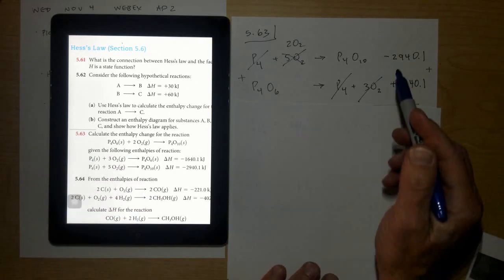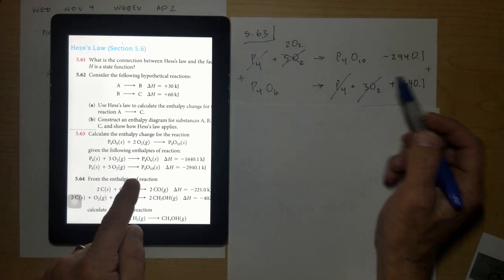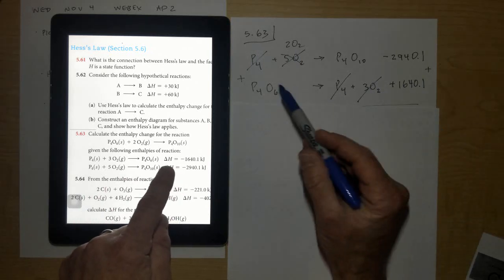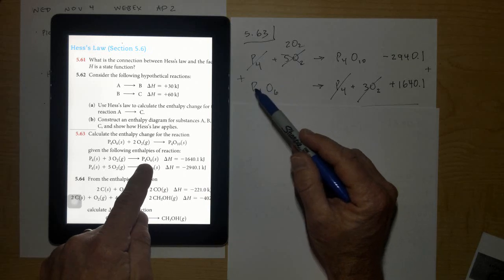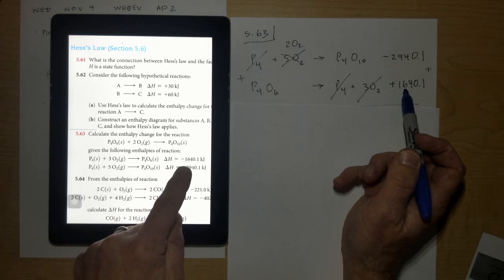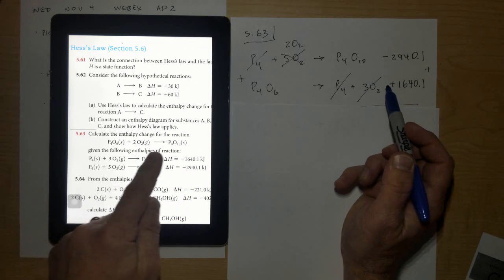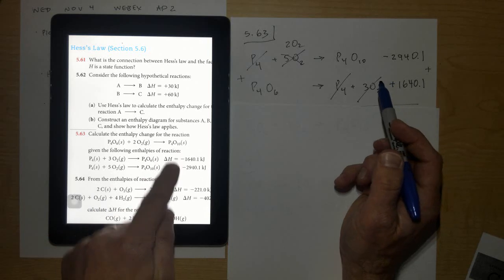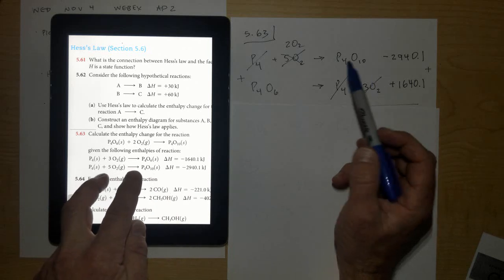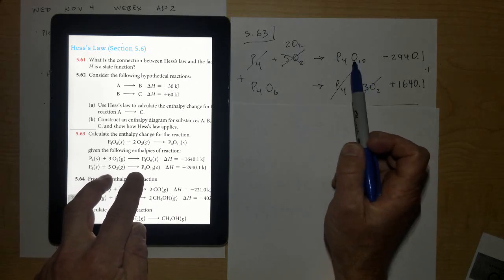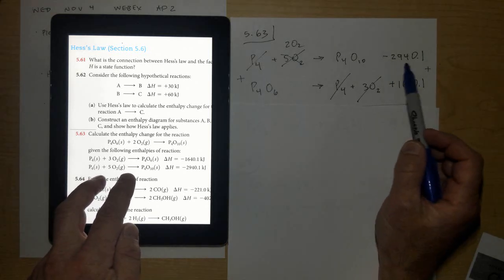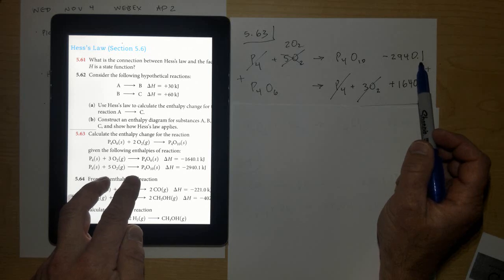When I flip that reaction around, notice that I have a positive 1640.1 right here. So this is the backwards of this reaction. And when I have the backwards of the reaction, it becomes a positive enthalpy. Now the second thing that I need is P4O10. And P4O10 is a product right here, so I'm just going to leave the second reaction exactly the same. P4O10 right here, 5 oxygens, P4. And that stays the same as negative 2940.1 kilojoules.